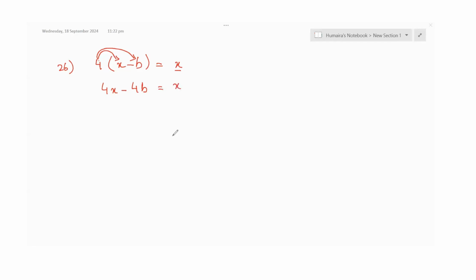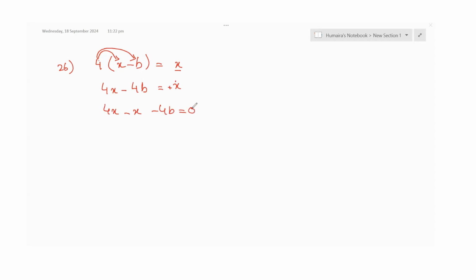When we are having the same variable on both sides, we will try to rearrange in such a way that the like variables are on one side. So I will shift this x, which is positive. When I shift this positive x to this side, it will become 4x minus 4b minus x equals 0 because there is no value on this side, so that's why it would be equal to 0.